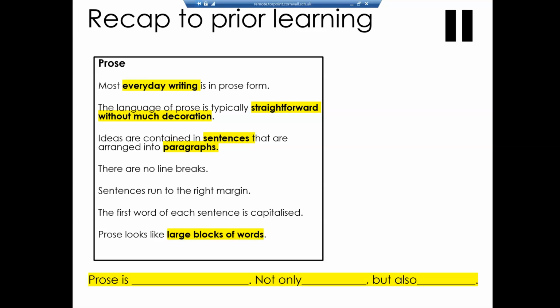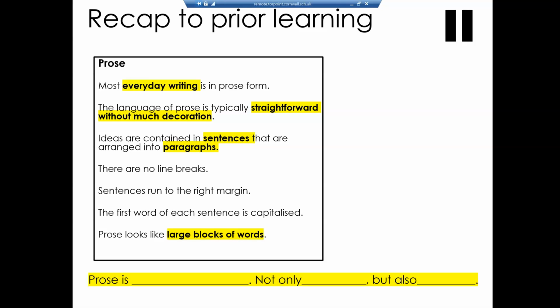Okay, so let's do a bit of recapping prior learning. This bit's really important. This is a distinction between different types of writing. So the first one is called prose. Now prose is really everyday writing. When you're writing in your exercise books at school, when you're reading, say, a piece of non-fiction or even a fictional story, that writing will mainly be in what we call prose form. The language of prose is typically straightforward. It doesn't have much decoration.